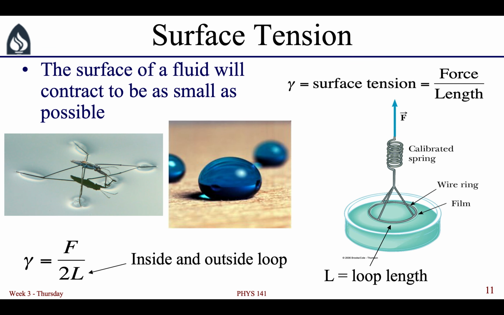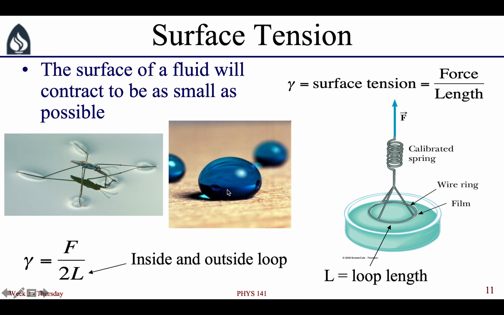Another topic we'll be looking at is surface tension. So the surface of a fluid in general will contract to be as small as possible. So this is why fluid droplets tend to be round. A sphere has the smallest surface area per volume possible, and so fluid droplets try to be round.